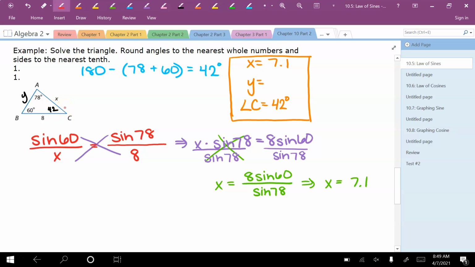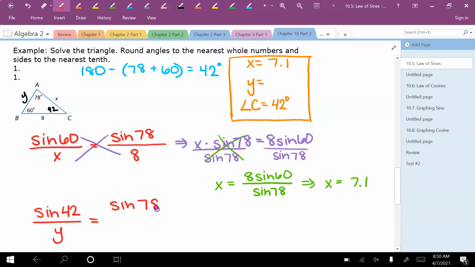So I'm going to do sine of 42 over my y. And I'm going to still use the 78 and the 8, just because that was given to me. They're both whole numbers. I could use the 60 and the 7.1 if the decimal doesn't bother you. You can use whatever side you want at this point because y is the only thing that's missing now.